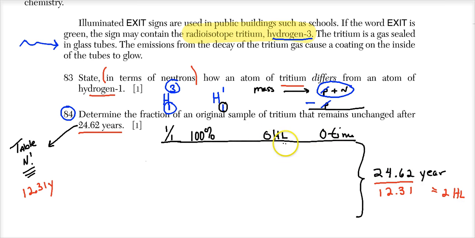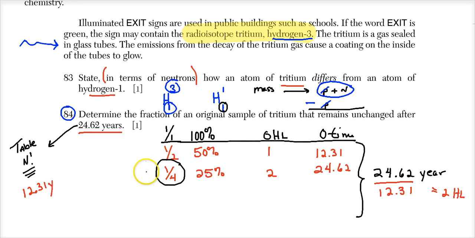So the first half-life, time was 12.31. Now I have, first halving is 50% of my sample, which is 1 half. The second half-life, I add another 12.31 time, which is 24.62. Now I take a half of 50%, and now I have 25% of the original sample. And of course, a half of a half is a quarter. And that is my answer. The answer is 1/4 of the original sample is remaining.